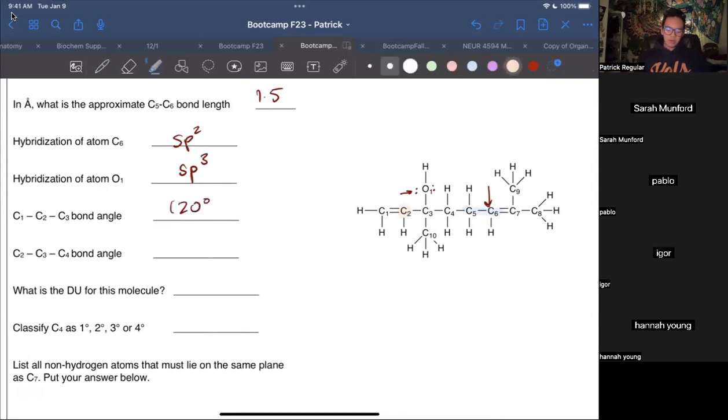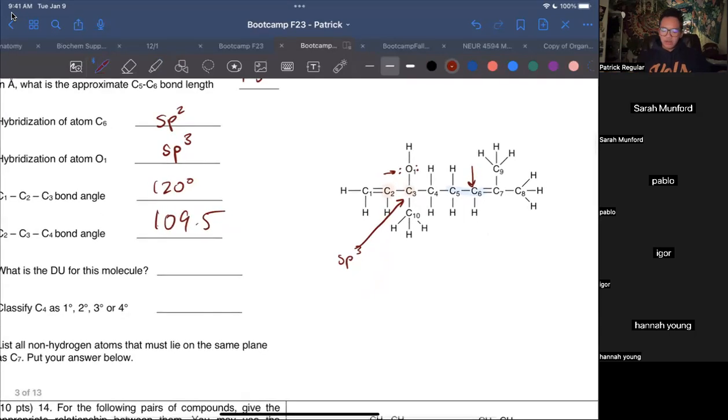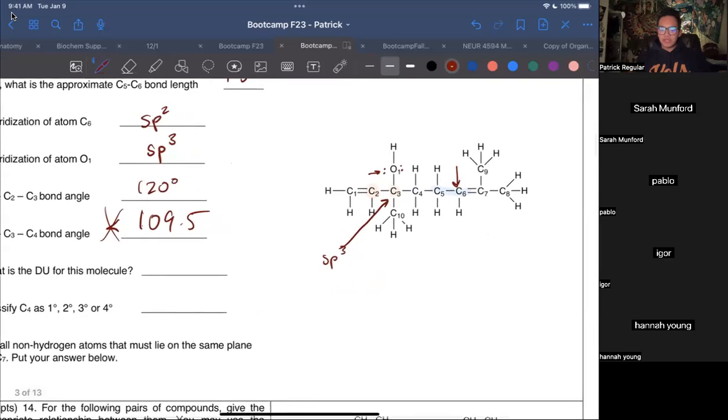Now for carbon number 3, that is sp3 hybridized. Carbon number 3 is sp3 hybridized. It has 4 different electron groups. That would be 109.5. There are no lone pairs, so I'm not going to put a less than there. There's no lone pairs.